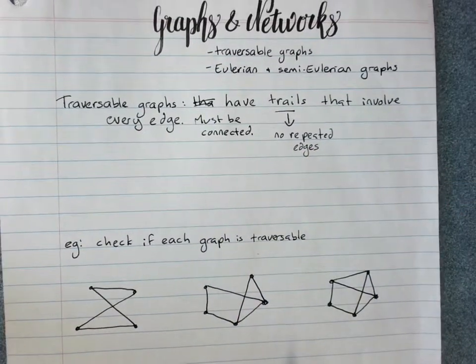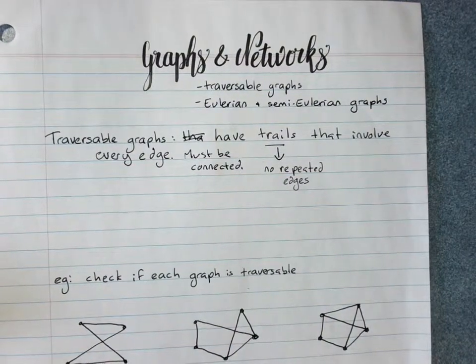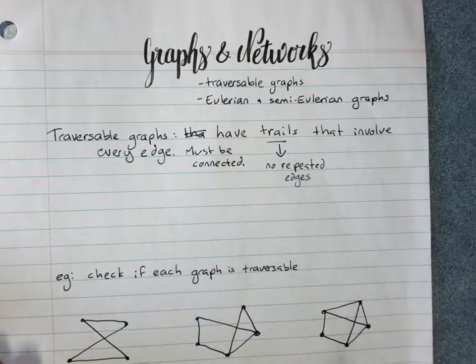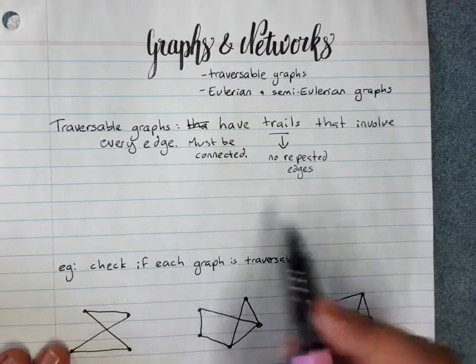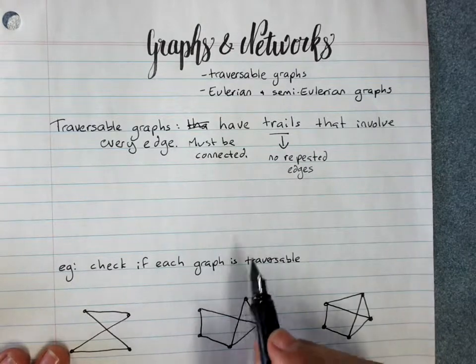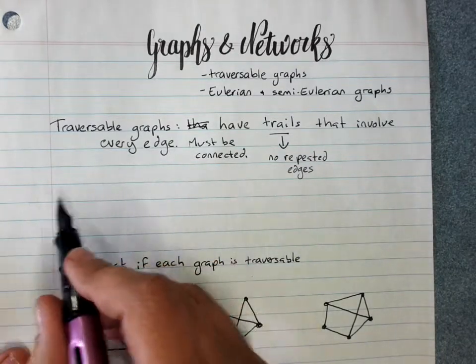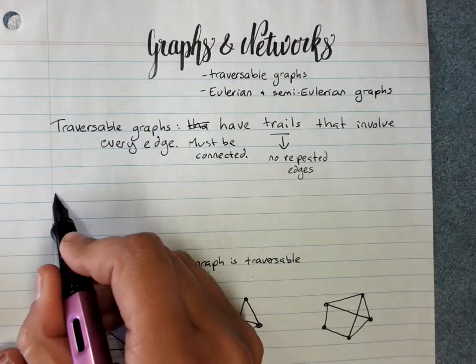And because Euler came up with a lot of graph theory, if we can traverse a graph, we can describe it as Eulerian or Semi-Eulerian. We'll talk about the definitions of that after a quick example. Now, you can check if a graph is traversable. You might remember what Euler came up with.